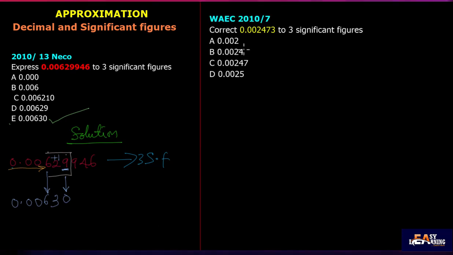All right, so let's take one more. Let's take another one. It's a WAEC past question, 2010 question number 7. We have to correct 0.002473 to three significant figures, and we have options from option A to option D. Can you pause the video, try to solve it, and let's compare the answers together?